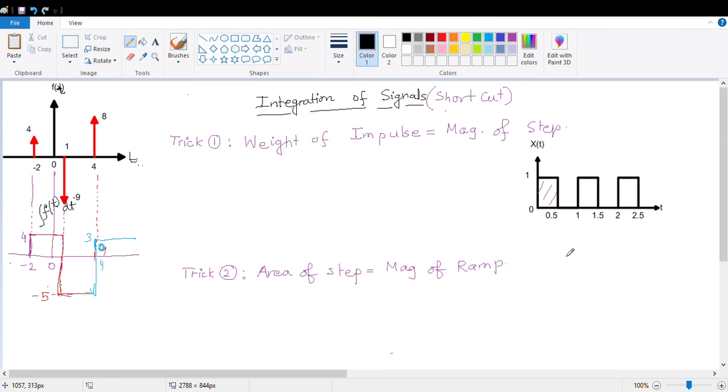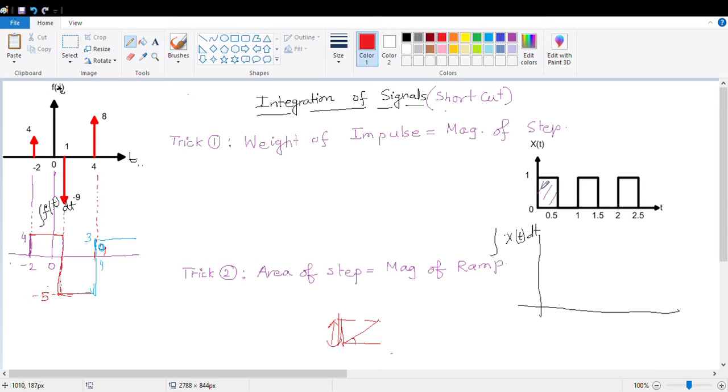Now what we are going to do? We are going to get this signal and we are going to get the integration of x(t) dt. Understood? So how we will do that? As I have told you, the area of the step is the magnitude of the ramp. Clear? Magnitude of the ramp means if this is a ramp, this is its base, this is its slope, and magnitude is like this part. Okay. So the area of the step must be the magnitude of the ramp.